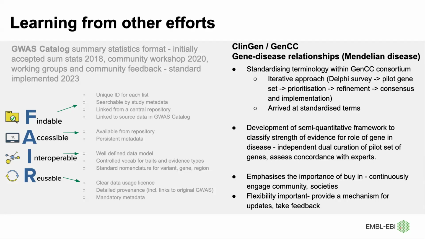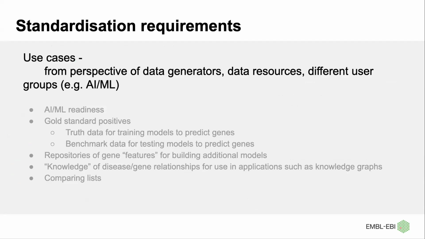They then went on to develop a semi-quantitative framework to classify the strength of evidence for the role of genes in disease. And their basic mechanism for this was doing independent dual curation of a pilot set of genes to their proposed framework, and assessing how well they could achieve concordance with disease-specific experts. She emphasized the importance of buy-in. There's no point in developing a standard if nobody uses it. And to do that, they continually engage the community in different societies. And she also emphasized the importance for being able to update things if things change.